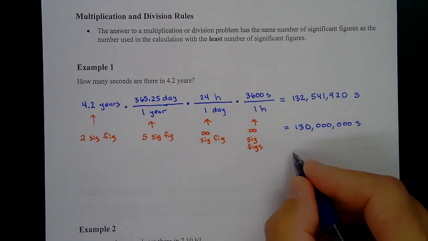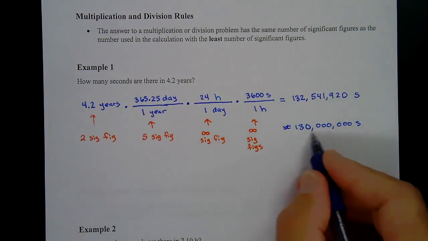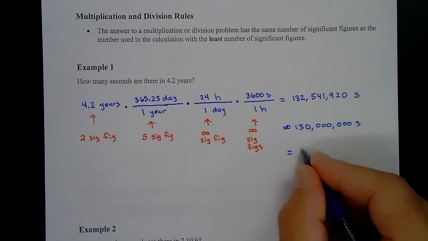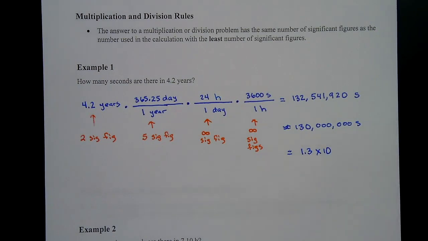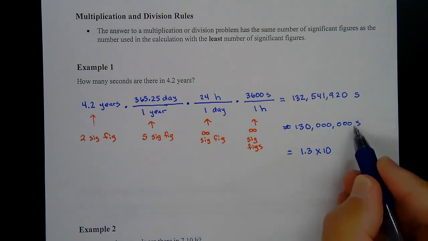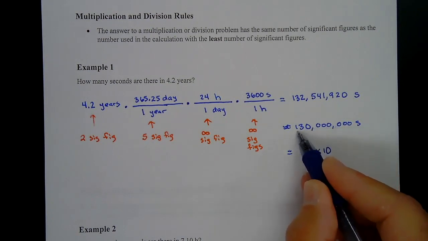So that means, and we could put approximately here. If you put equals, that's okay. In scientific notation, all right, it'd be 1.3 times 10 to the, and we know it's gonna be a positive power because this is a big number. So 1, 2, 3, 4, 5, 6, 7, 8.